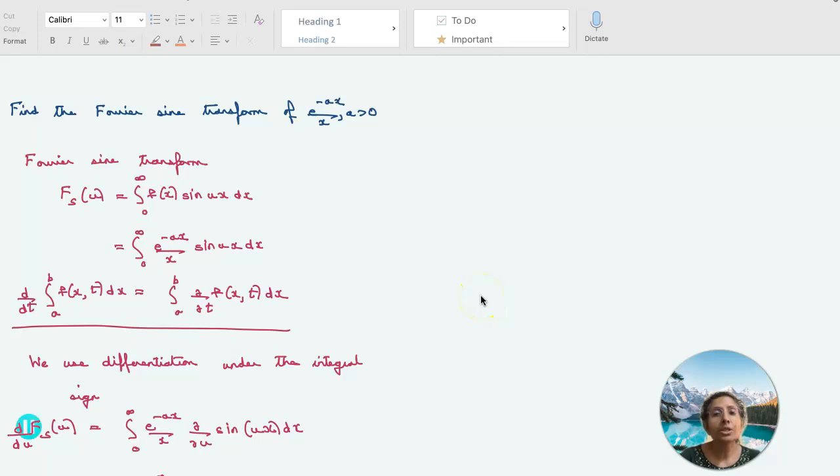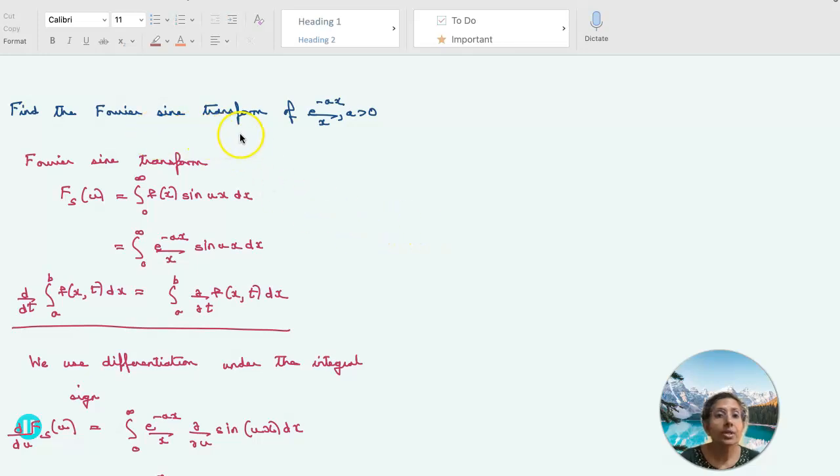So welcome to this lesson on Fourier transforms. This is the last part of my series on Fourier transforms, and here you will learn how to evaluate the Fourier sine and cosine transforms, which we have already seen before. In addition to this, you will also learn differentiation under the integral sign. This is a formula in integration.